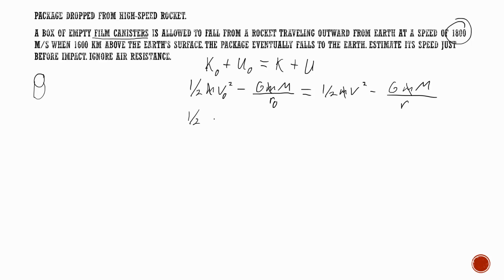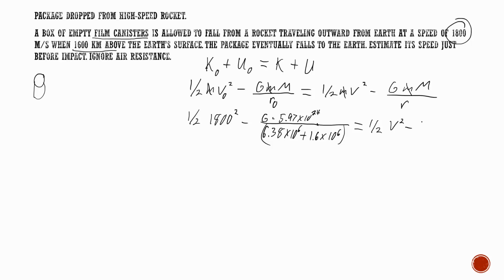And so we're going to have 1/2 1800 squared minus G times the mass of the Earth, 5.97 times 10 to the 24th. And we've got to be careful with our R's here. So it's that far above the Earth's surface, but R is taken from the center of the Earth. So the radius of the Earth was 6.38 times 10 to the 6th meters. Let me double check my notes. Yeah, that's right. Now this is in kilometers, so if I add 3 more zeros to turn that into meters, I can make that 1.6 times 10 to the 6th. That whole thing is my denominator.